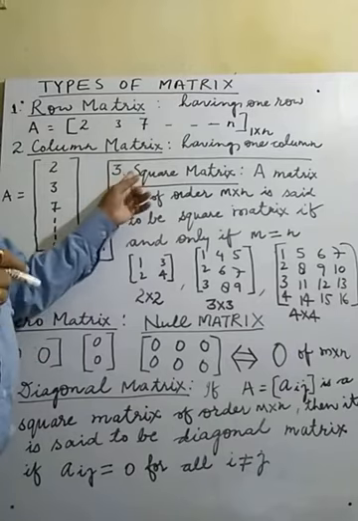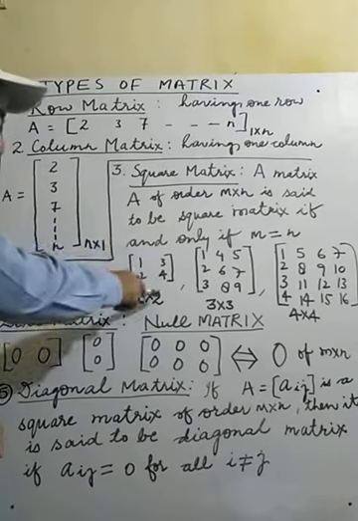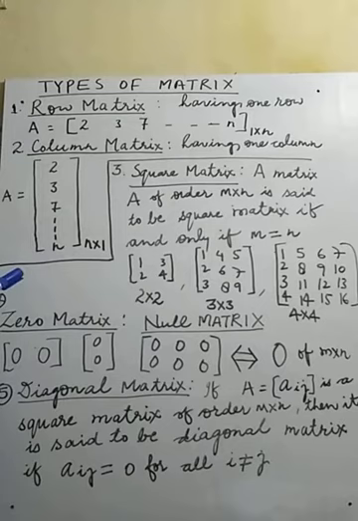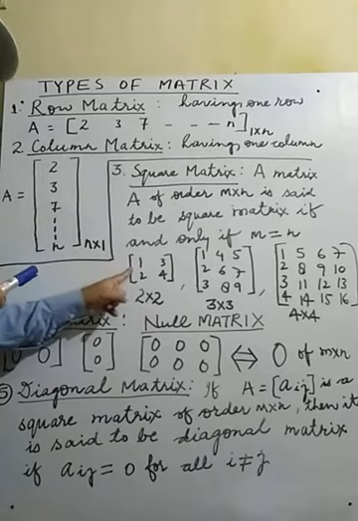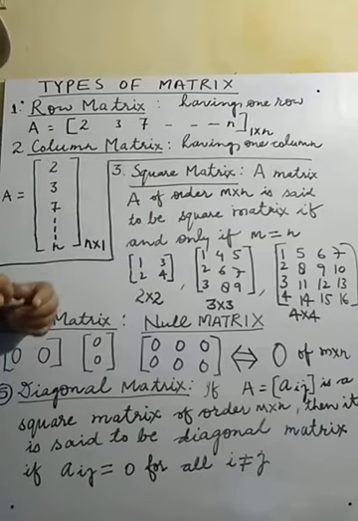Suppose this one is a matrix. 2 rows are here and 2 columns are also here. Since it contains 2 rows and 2 columns, what will be the order of this matrix? It is 2 by 2. So here the rows and columns are equal. That's why this matrix is called a square matrix.